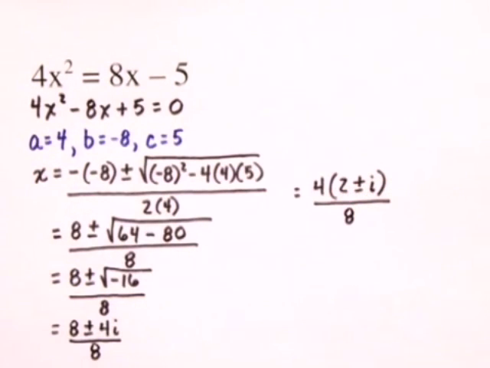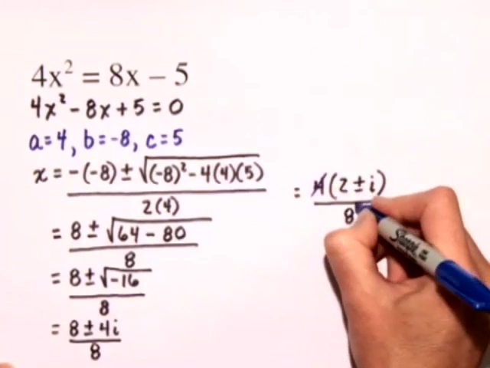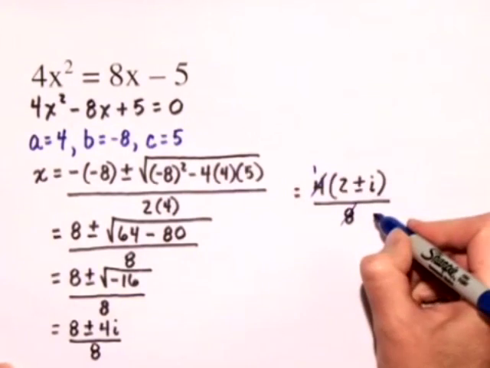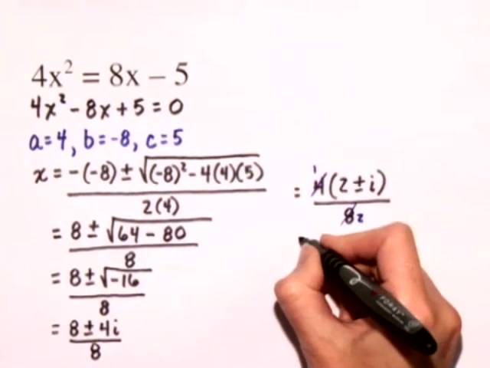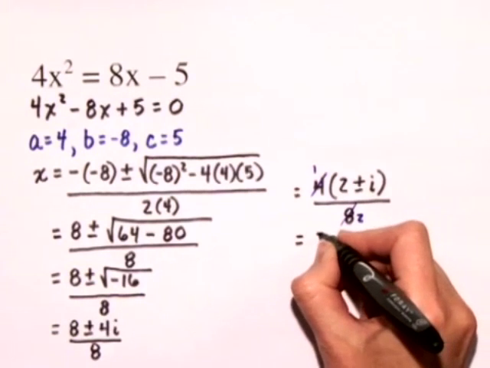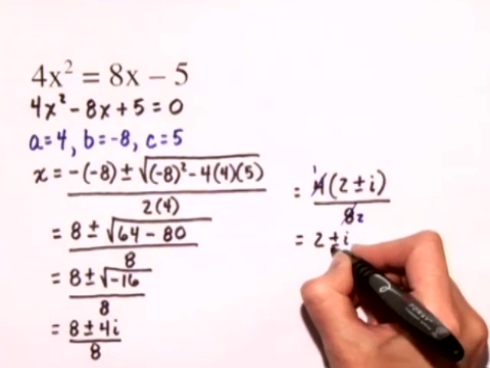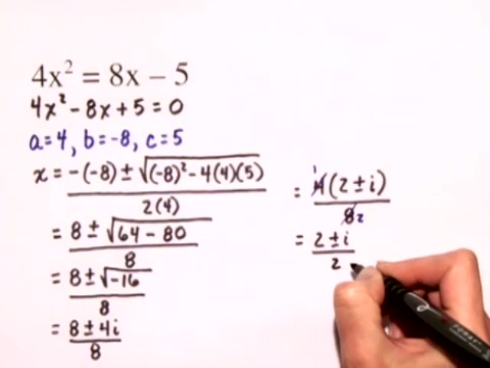Now we have a common factor of 4 in the numerator and denominator. 4 divided by 4 is 1. 8 divided by 4 is 2. So we can see that our solutions are 2 plus or minus i divided by 2.